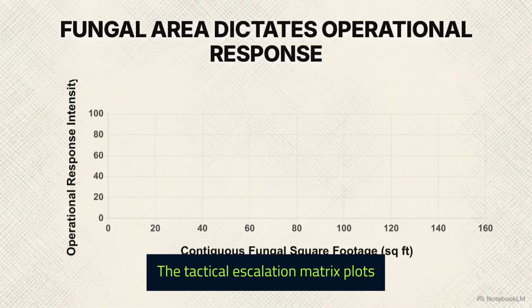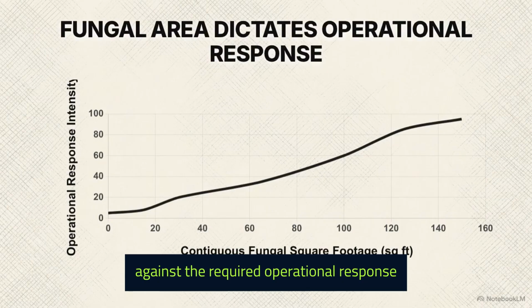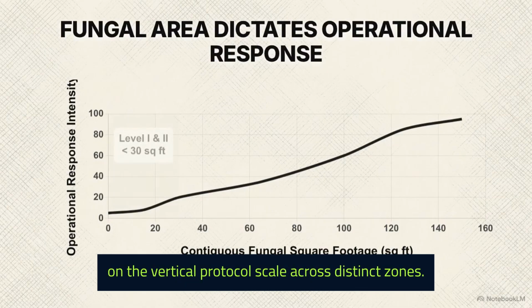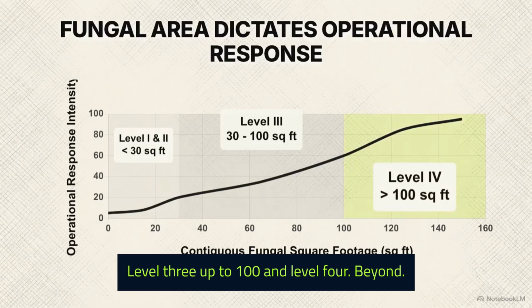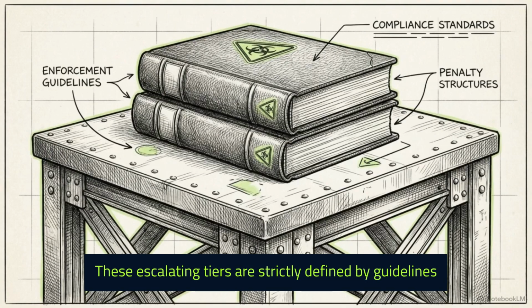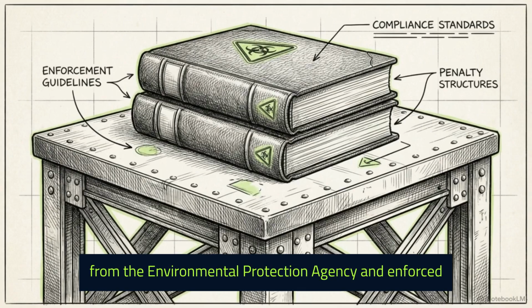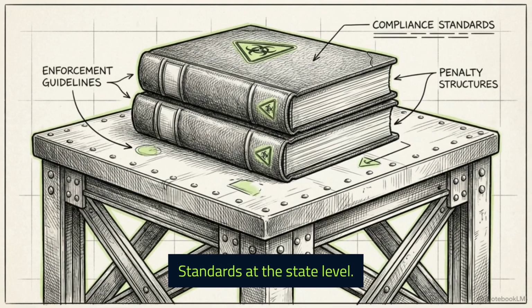The tactical escalation matrix plots contiguous fungal square footage on the horizontal axis against the required operational response on the vertical. Protocols scale across distinct zones: Level 1 and 2 under 30 square feet, Level 3 up to 100, and Level 4 beyond. These escalating tiers are strictly defined by guidelines from the Environmental Protection Agency and enforced by OSHA's Respiratory Protection and Hazard Communication Standards.